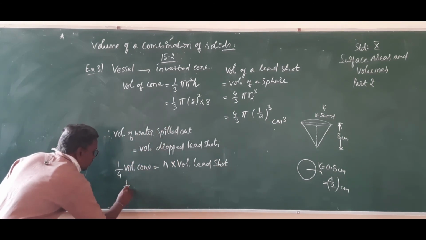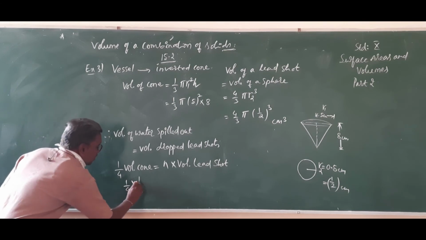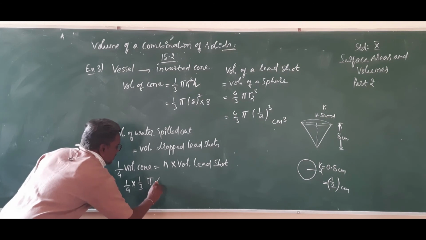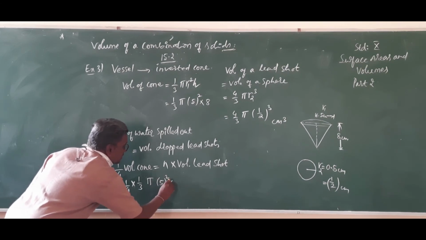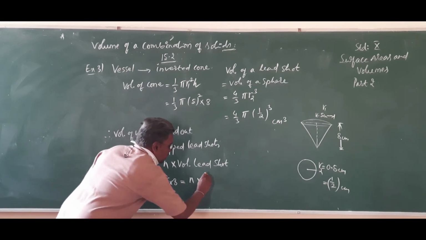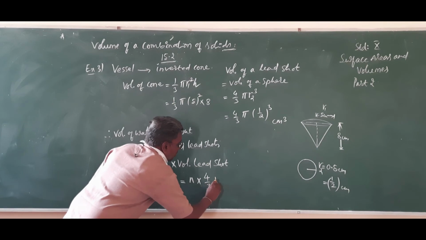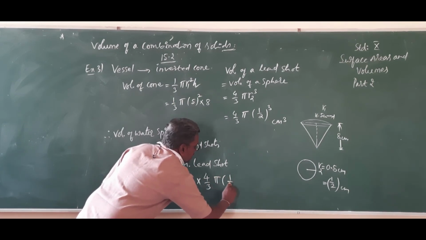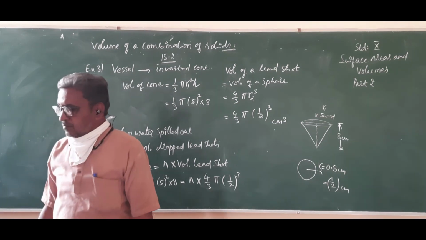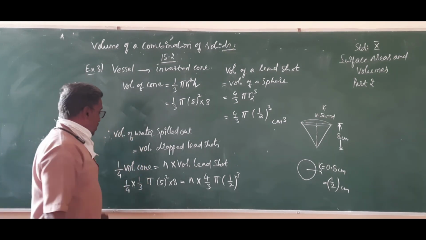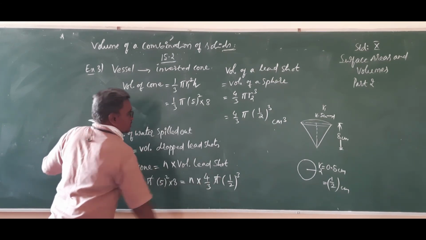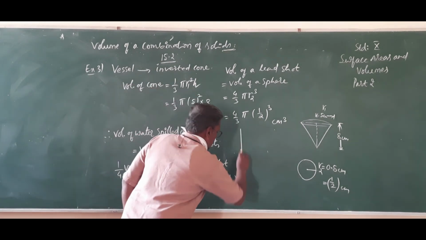1/4 of the volume of the cone is 1 by 3 pi r squared h, that means 5 squared, and h is 8. That equals n into the volume of one lead shot, which is 4 by 3 pi into (1 by 2) cubed. So now pi gets cancelled.